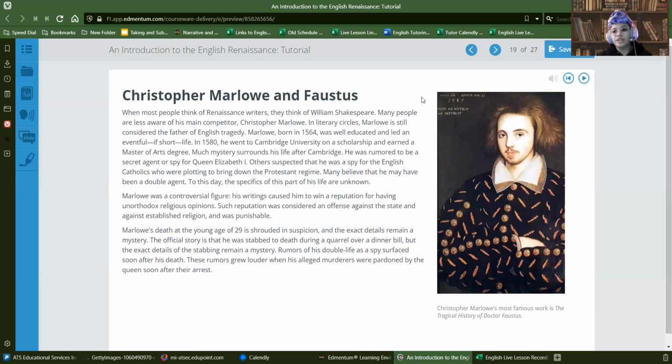There's a lot of mystery around his life. People think he might have been a spy for Queen Elizabeth I or the English Catholics. He was kind of well known for writing on the edge stuff, which is why he wasn't as popular as Shakespeare. But he was pretty famous for it. No one really knows how he died. He died at 29, which was young even for that time. And the official story is that he was stabbed to death during a fight over dinner, but no one really knows. So pretty much he's pretty mysterious, but his works are famous.